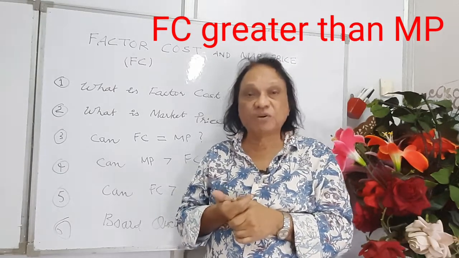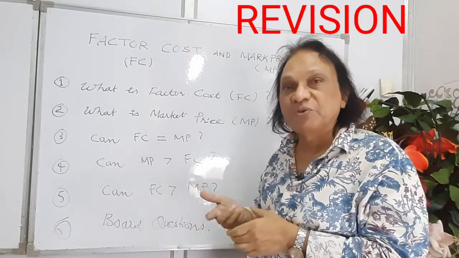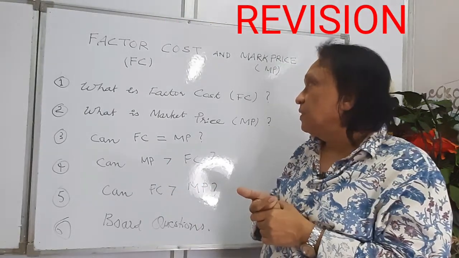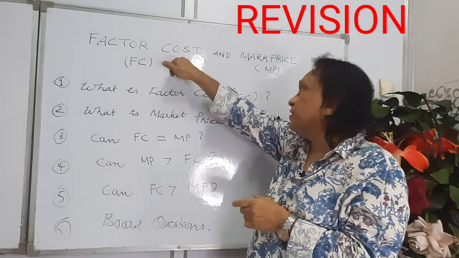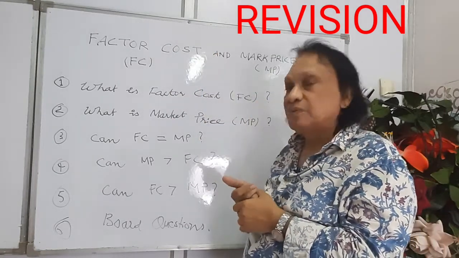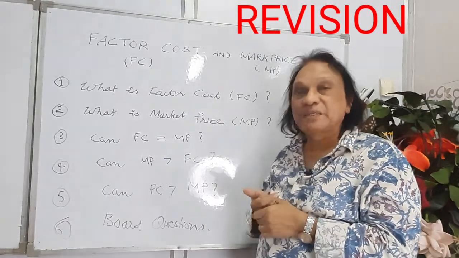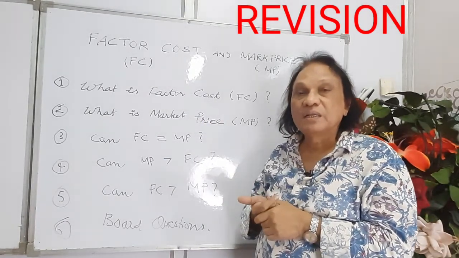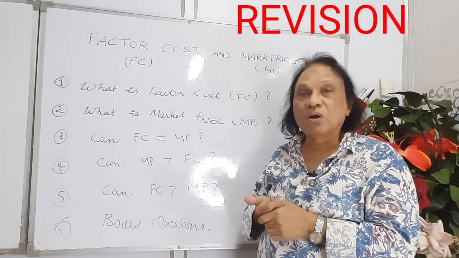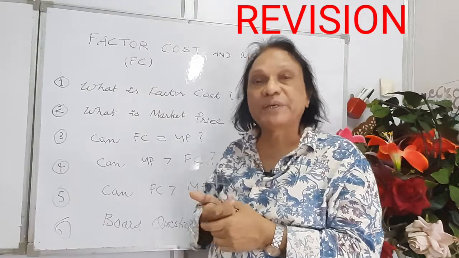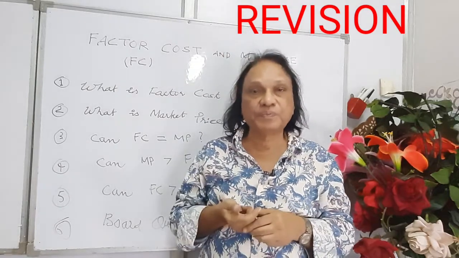So we do the revision of these before I give you some simple numerical examples. We are discussing what is factor cost and what is market price. What is factor cost? Again I repeat, the factor cost is nothing but the cost incurred on the 4 factors of production. That's land, labor, capital and entrepreneurship.